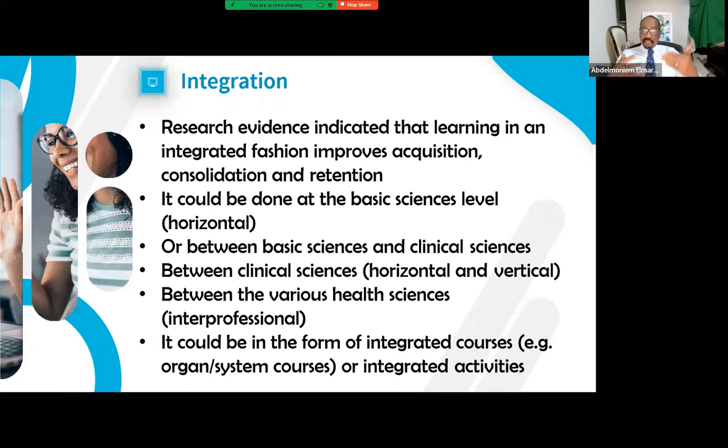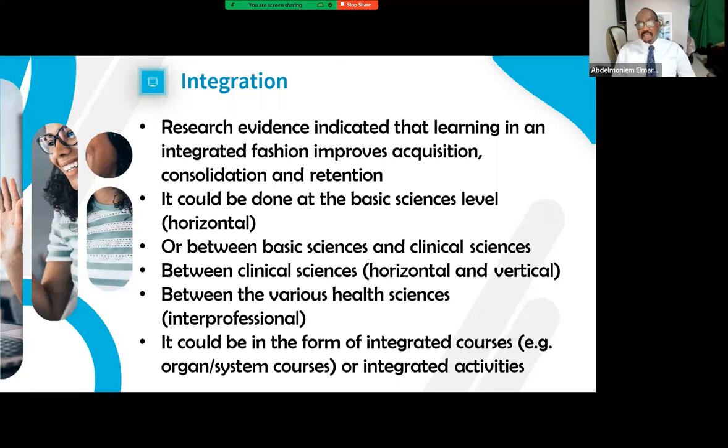Now, this integration could be done at the basic sciences level, and we call this horizontal integration. If, for example, we as anatomists teach functional anatomy, radiologic anatomy, and clinical anatomy, this means we are integrating horizontally the basic sciences, between anatomy and physiology. This is called horizontal integration. Or when we teach, for example, jaundice, it is not only the clinical aspect, which is vertical, but we are also combining the anatomy, the structure, and the biochemistry, and bilirubin and all of that. So basic sciences together is called horizontal integration.